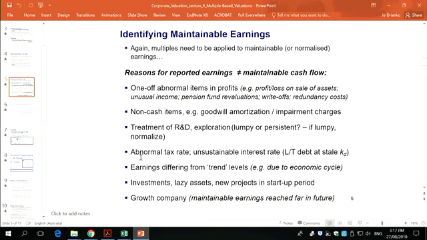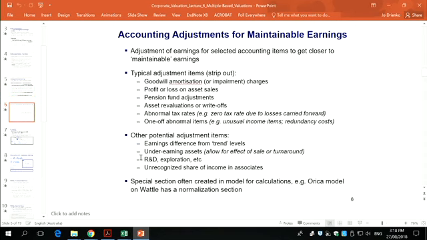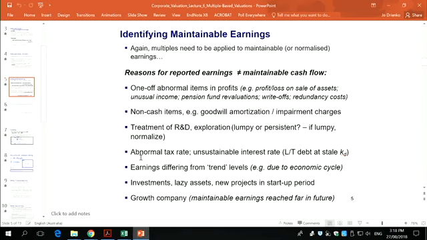Right. So with perpetuities, we have to reduce everything to maintainable earnings, right? So a few specific ones. This is just what you need to look out for as an analyst. What are the typical ones you need to adjust for? For JB Hi-Fi, this is something I would expect. Take a look at the goodwill amortization. If you have it every single year, okay. If you don't, you might need to adjust for it.